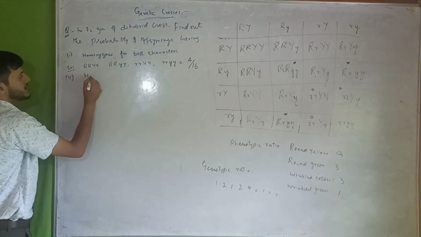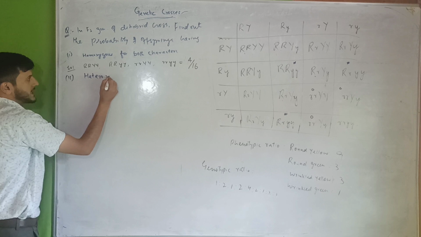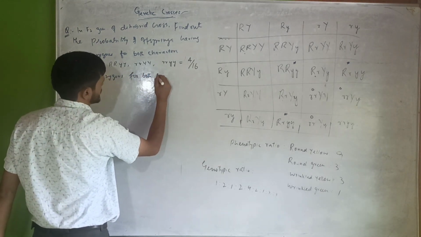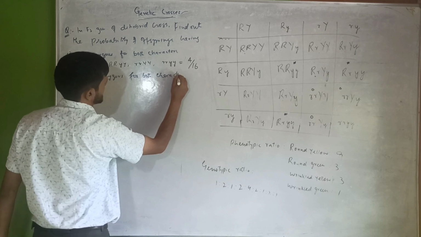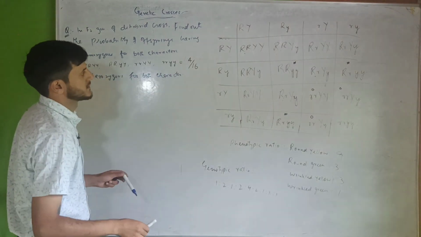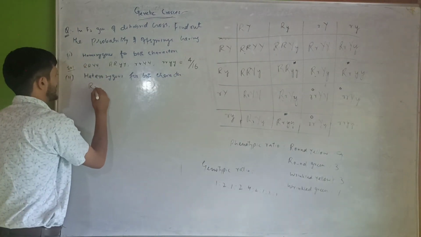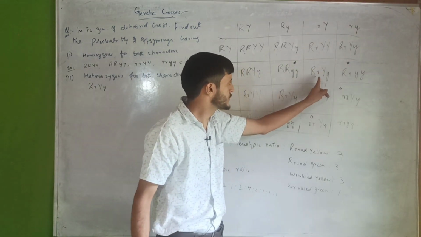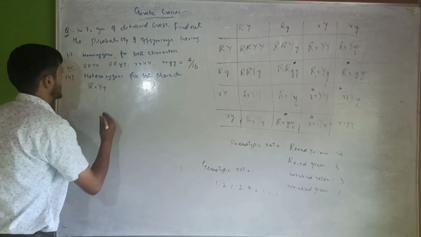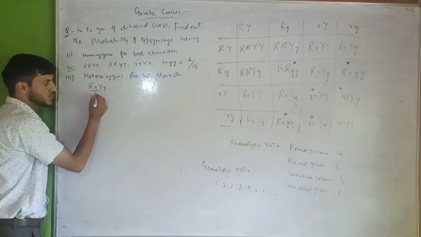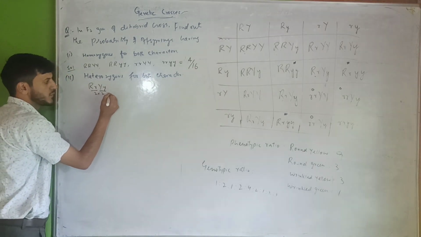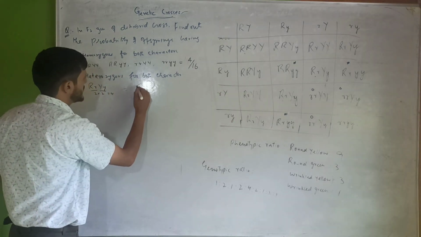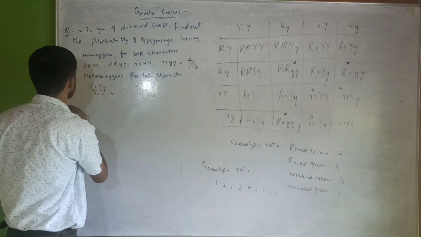Second is heterozygous for both characters. That is capital R small r, capital Y small y. 1, 2, 3, 4. So capital R small r is 2, capital Y small y is 2. 2 into 2, 4. There is no need to draw this long table. So the answer will be 4 by 16.